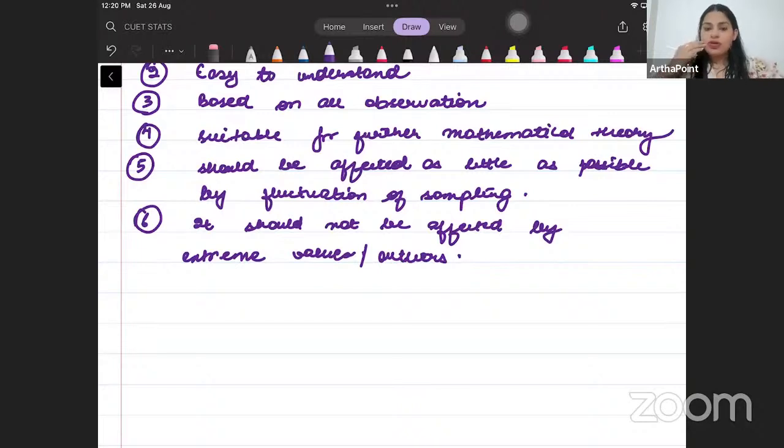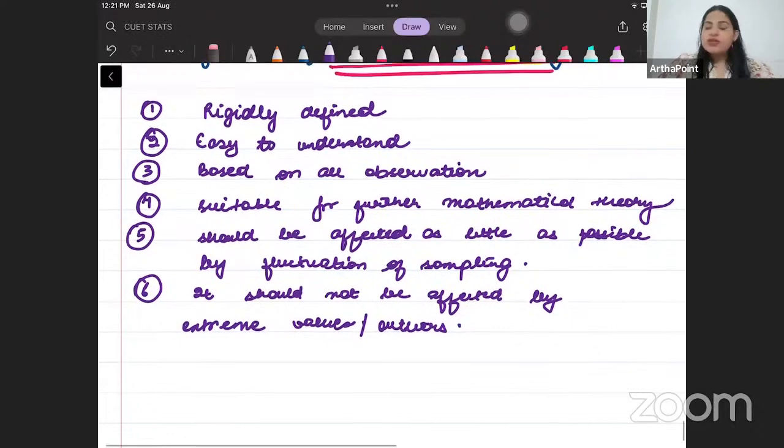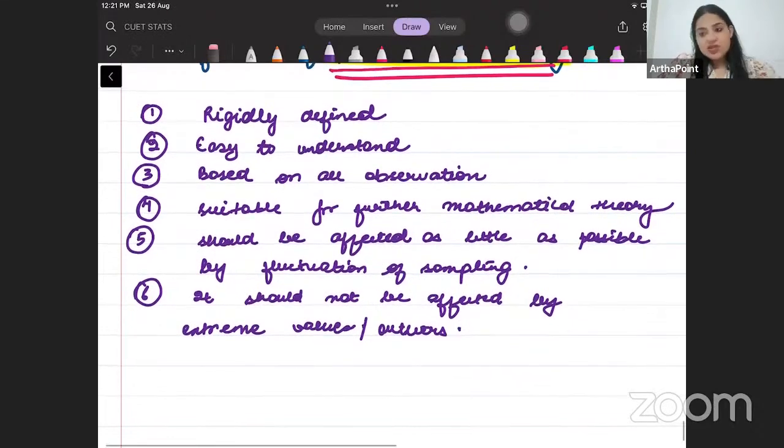We will talk about it. Yes, beta, you're right. Whatever central tendencies I will teach you, it is not going to follow all 6 properties. So we have to compromise a bit. You're correct that even mean will not follow all 6.